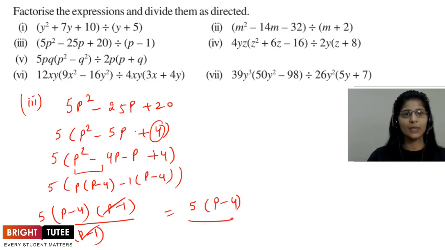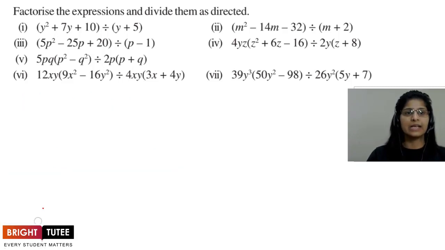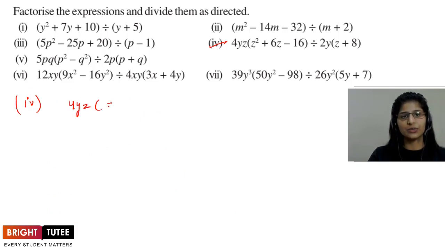Got it? So let us now try the next part, which is the fourth part. So in that, first we will simplify the term. 4yz into z square plus 6z minus 16. Let's first factorize it. 4yz. So I want the sum to be 6 and the product to be minus 16. So 8 and 2 are the factors that we can write.